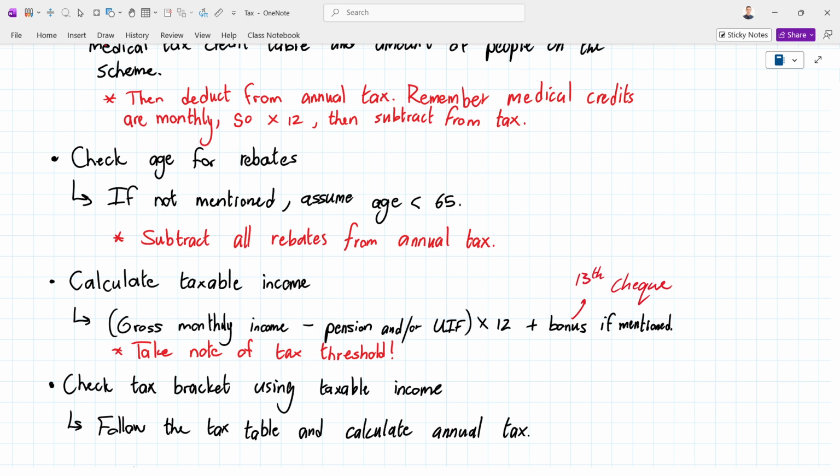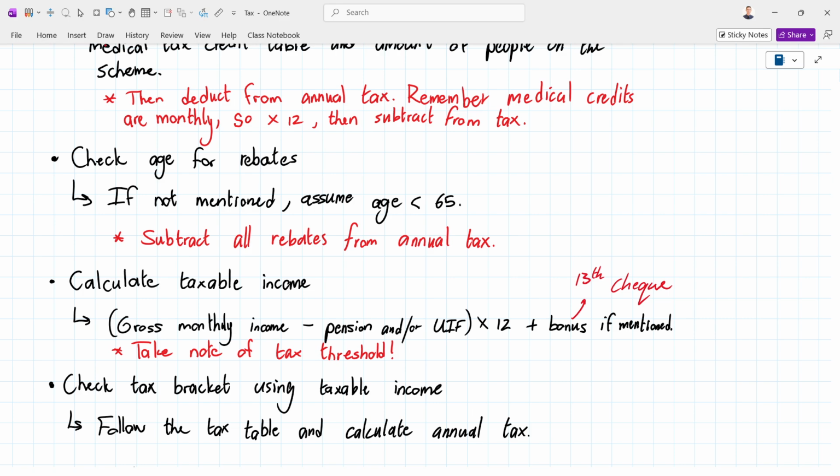13th check. You do not pay pension or UIF on your 13th check. You do, however, pay tax on it. So that is why you take the gross monthly, deduct the pension and the UIF, times it by 12 to get the yearly income, and then add the bonus on top of that. That will give us our taxable income.